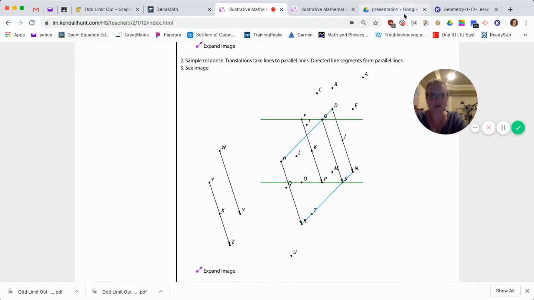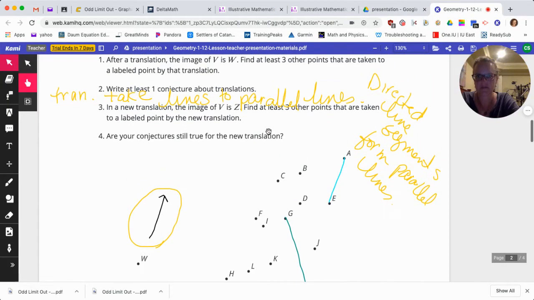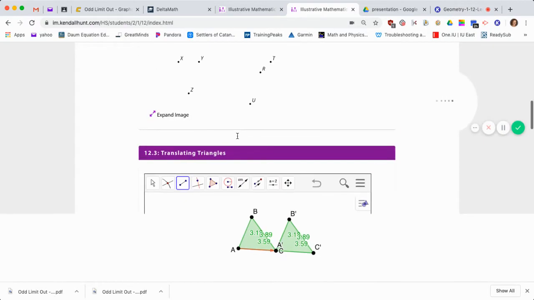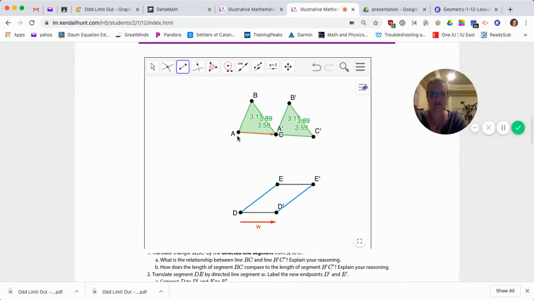What else did I want to tell you here? I think that was it. Are your conjectures still true? Yes, they are still true. Okay, let's go into the student translation. I should have gotten a new one here.